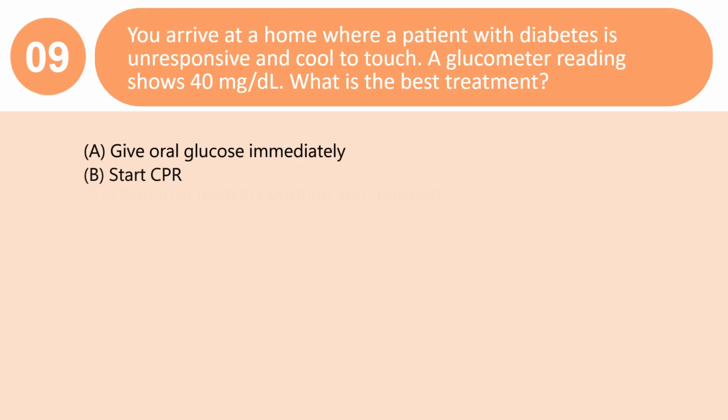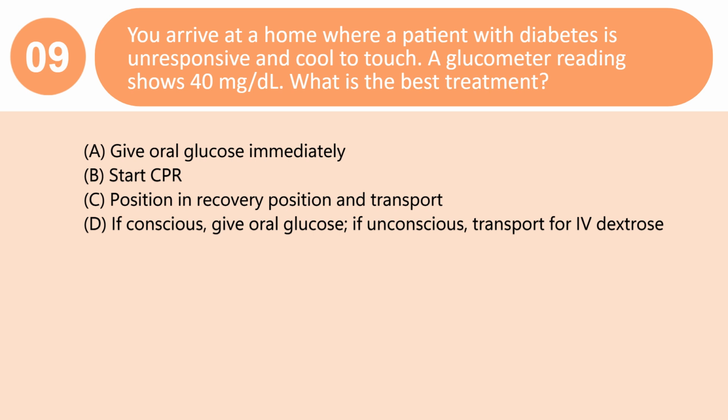You arrive at a home where a patient with diabetes is unresponsive and cool to touch. A glucometer reading shows 40 milligrams per deciliter. What is the best treatment? A. Give oral glucose immediately. B. Start CPR. C. Position in recovery position and transport. D. If conscious, give oral glucose. If unconscious, transport for IV dextrose. Answer: D.